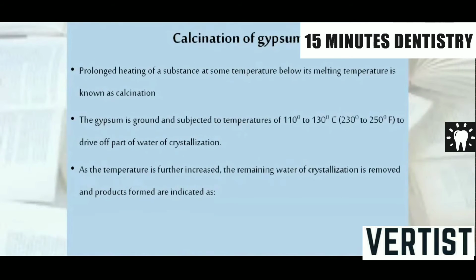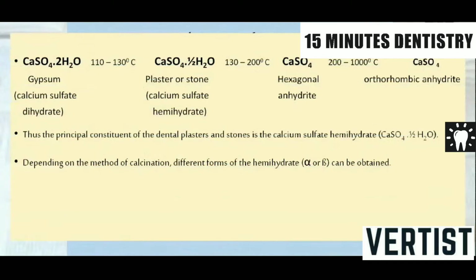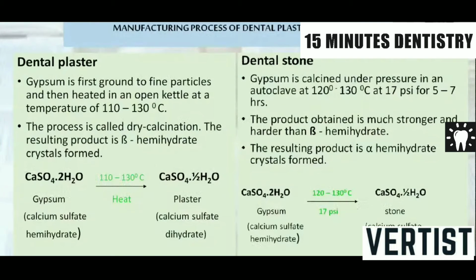So how do we obtain the gypsum product? The gypsum product is obtained by the calcination reaction. The gypsum available in nature is calcium sulfate dihydrate, and that is heated at different temperatures in open or closed vessels, and accordingly we get alpha hemihydrate and beta hemihydrate. Dental plaster is a beta hemihydrate. When you heat the calcium sulfate dihydrate at 100 to 130 degrees Celsius in an open kettle, you get calcium sulfate hemihydrate.